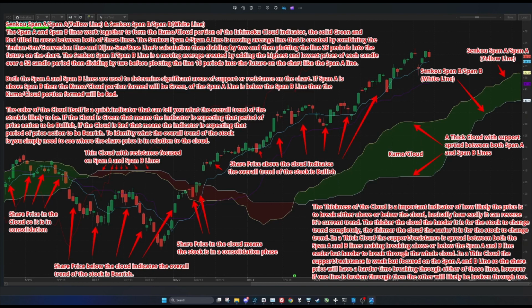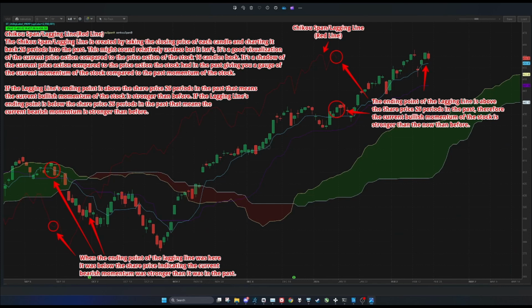So next up, we're going to be looking at the lagging line. So the lagging line, very, very simple line, though it's kind of confusing in its use. So essentially, lagging line, it's basically the closing price of your present price action. Pull it out onto the chart, and then pushed 26 periods back into the past. So what's the point of doing that?